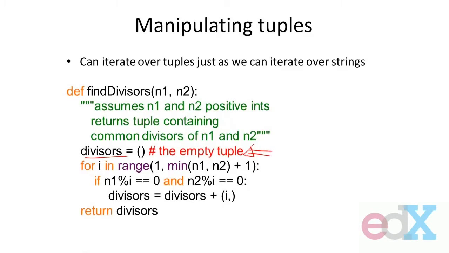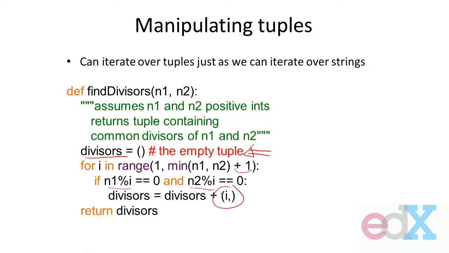Okay, then I'm going to run through a loop. I'm going to let i run from 1 up to the smaller of n1 and n2. Actually, that extra plus 1 there makes sure I get up to all of them. I'm going to have it run up to the smaller of the two. And then what am I going to do? I'm basically going to say, if the remainder when I divide n1 by i is 0, and the remainder when I divide n2 by i is 0, then this is a common divisor. So I'm going to add it in.